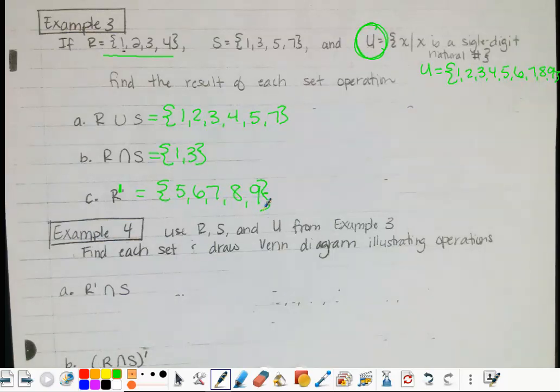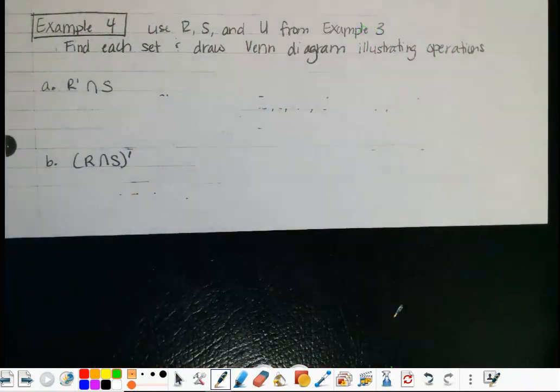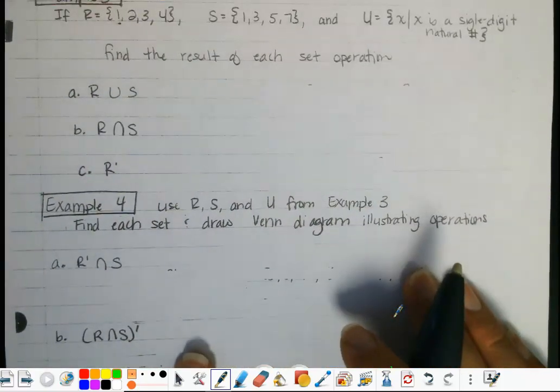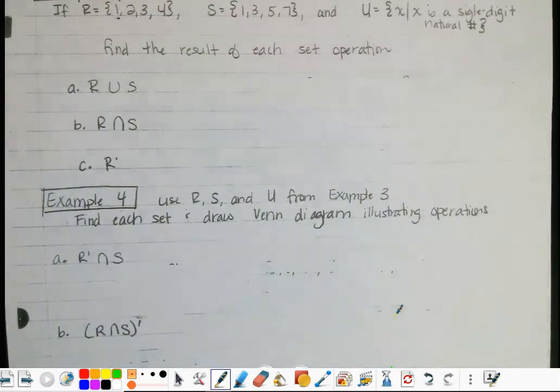Awesome. Any questions? Okay, then let's look at example 4. I'm going to move us up again here. Oh, I can't move us up. I forgot. Dang it. From example 3. I just don't have quite enough room to record and do it. Okay, so use R, S, and U from example 3. Find each set and draw a Venn diagram illustrating the operations.